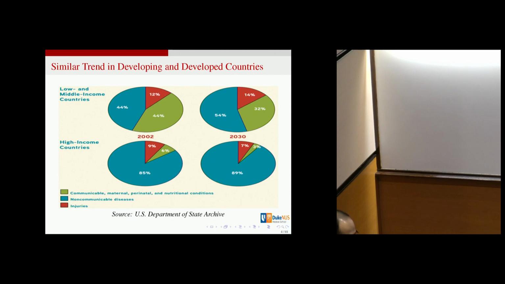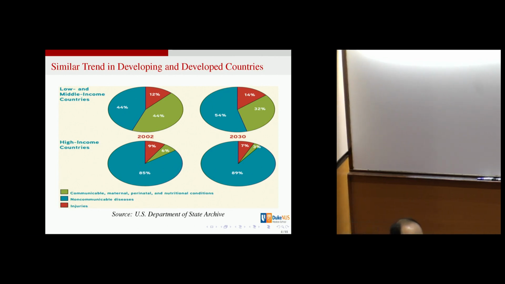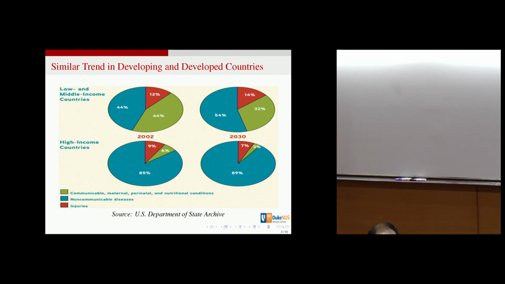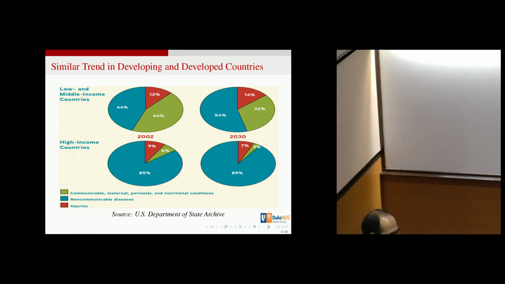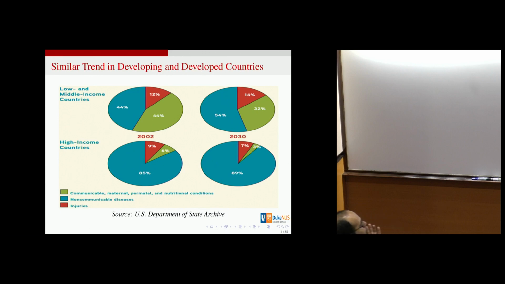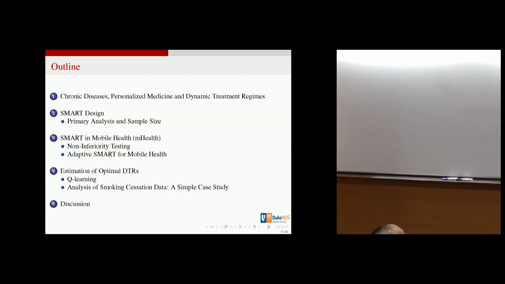And then this is a very similar trend in developing and developed countries. So normally you would think that people have the perception that non-communicable chronic type of diseases are basically a feature of the developed world, whereas in the developing world it's more about infectious and other kinds of diseases. But while that is true, irrespective of that, low income, high income, etc., everywhere the trend is clear. Non-communicable diseases are increasing. So with that context, right?